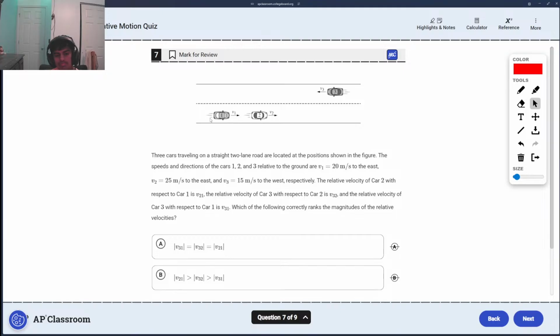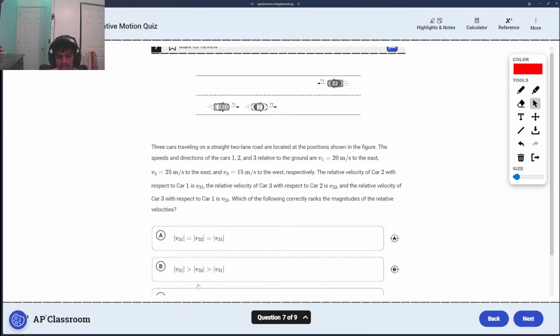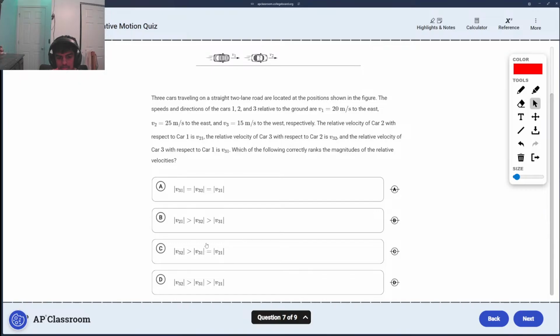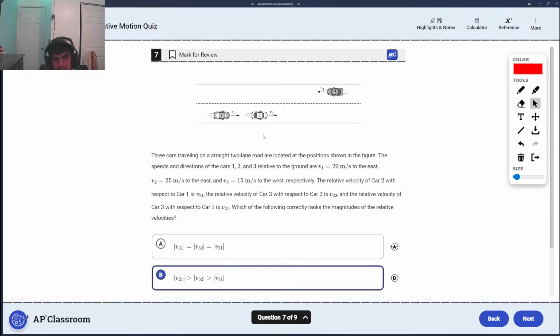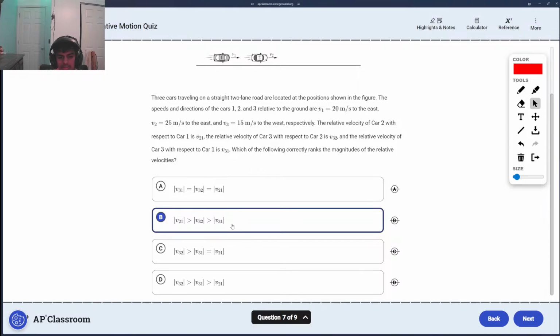Okay, so from this guy's perspective, this guy's going a little bit faster. From this guy's perspective, this guy's going a lot faster. Very fast. So from the V3 guy's perspective, V31 is the greatest, right? Don't you need V21? Wait. Why are we wrong?